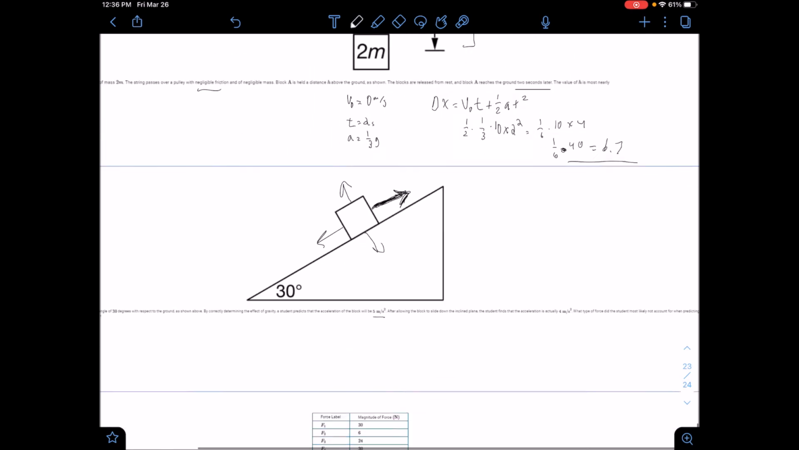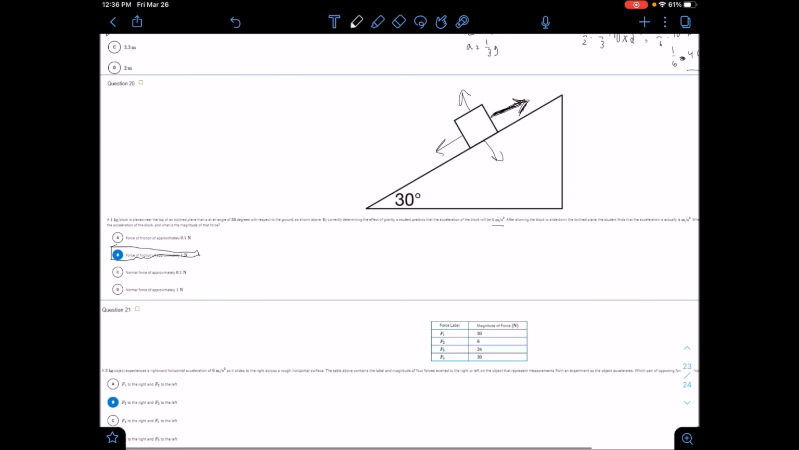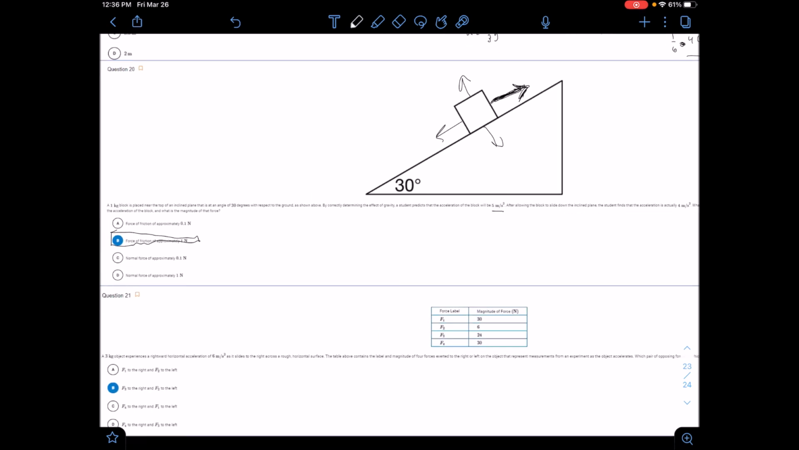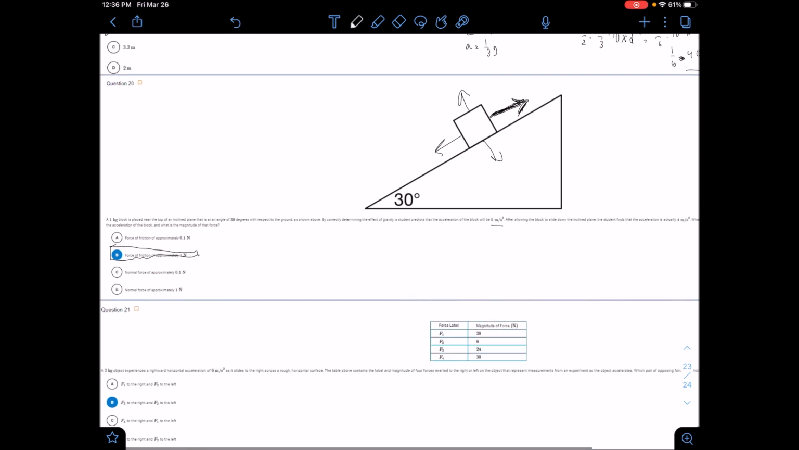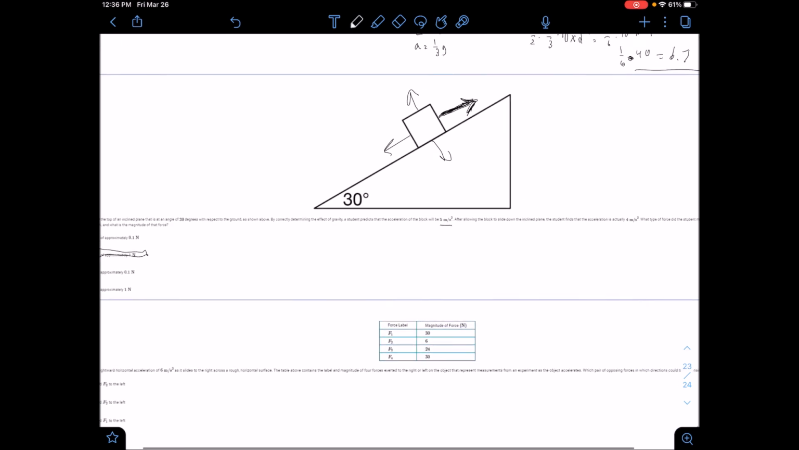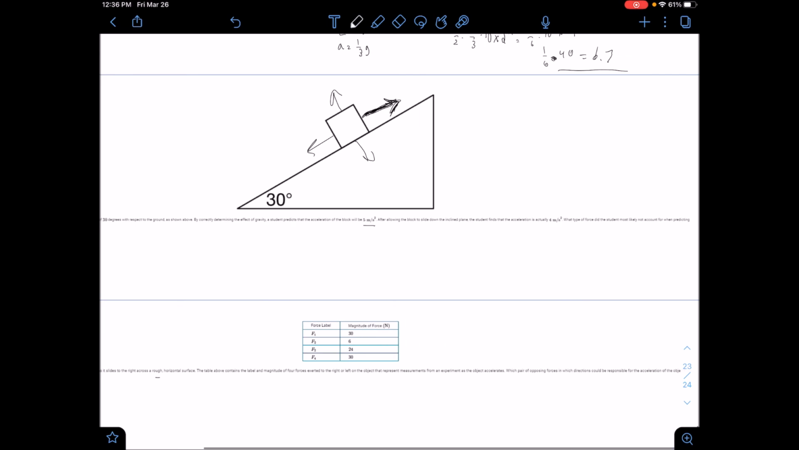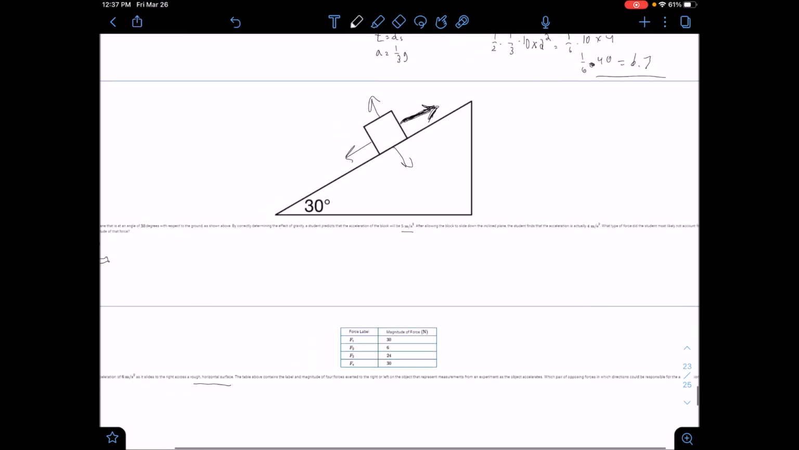Alright, last question. A 3 kilogram object experiences a rightward horizontal acceleration of 6 meters per second squared as it slides to the right across a rough horizontal surface. The table contains the label and magnitude of 4 forces exerted to the right or left on the object that represents measurements from an experiment as the object accelerates. Which pair of opposing forces in which directions could be responsible for the acceleration of the object?